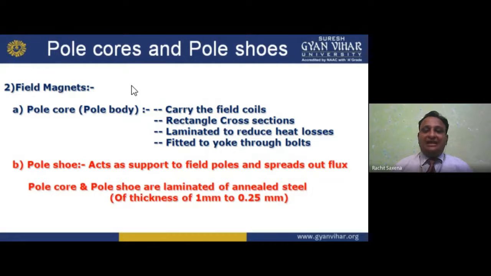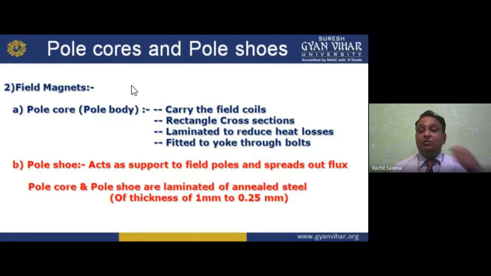It carries the field coils, obviously, because we want to make the field, we want to make an electromagnet. So I need a coil which is wound on that core. That coil is made up of copper or aluminum. Generally we use a rectangular cross section, where opposite two sides are equal.